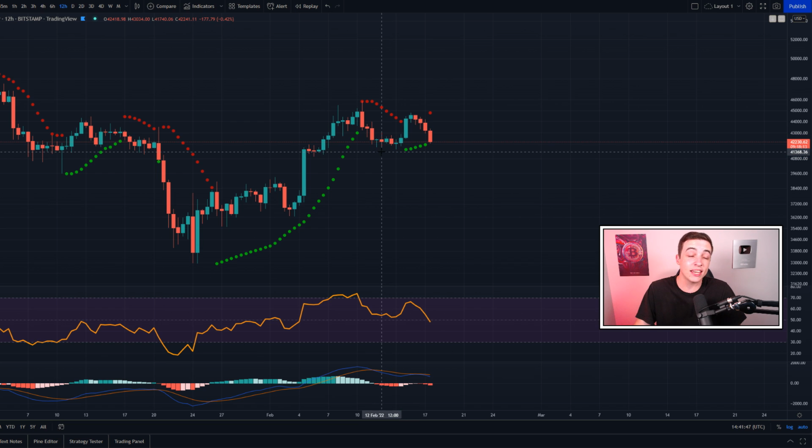Now, if the Bitcoin price stays above this previous low, which is coming in at around 41,500, then technically we could have a hidden bullish divergence, which is where we see higher lows in the price, but lower lows in the RSI. But keep in mind, a hidden bullish divergence is weaker than a normal bullish divergence. And so because of that, I would not be holding too much weight to that hidden bullish divergence, even if we do end up forming one.